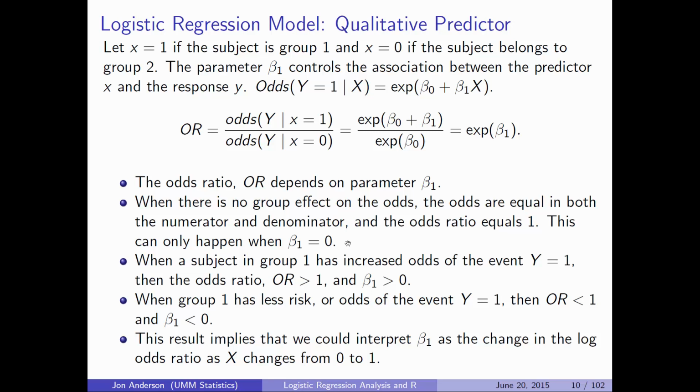If the numerator group has more probability or more risk of the event, it'll mean the numerator is bigger than the denominator. If there's higher odds or higher risk, the numerator will be bigger than the denominator, and this fraction will be bigger than 1. And the only way that can happen is if beta 1 is greater than 0, a positive number. If the numerator group has less risk of the event, it has got to mean that this odds ratio is less than 1. And the only way that can happen is if the beta 1 parameter is a negative number. So beta 1 controls the change.